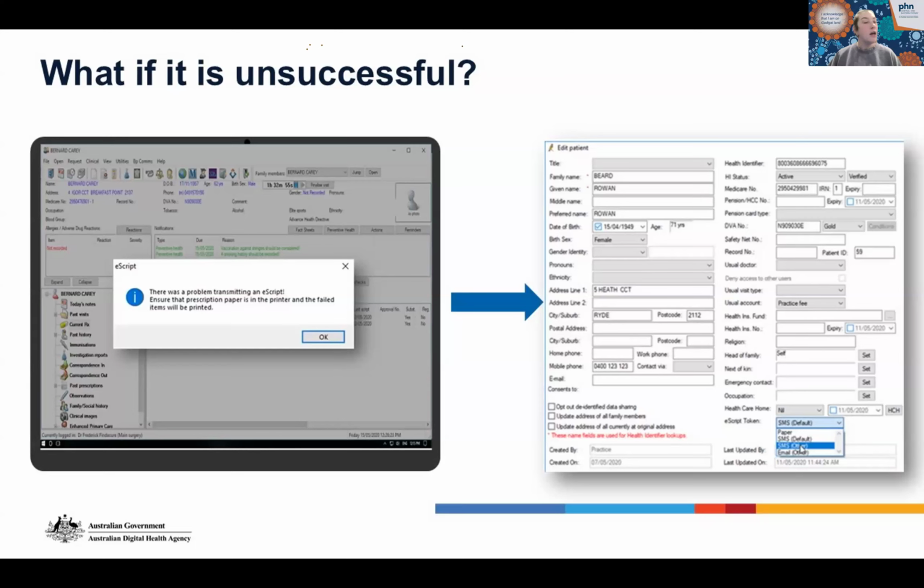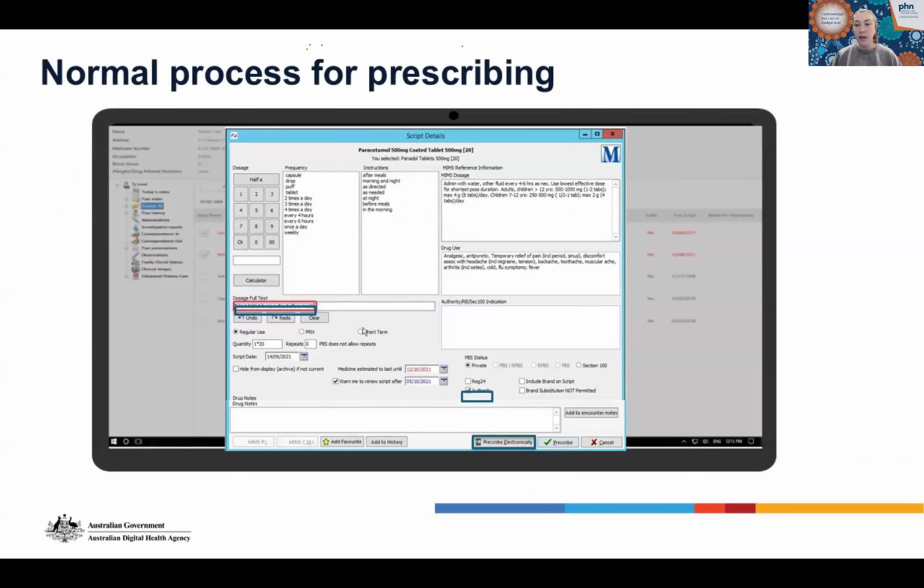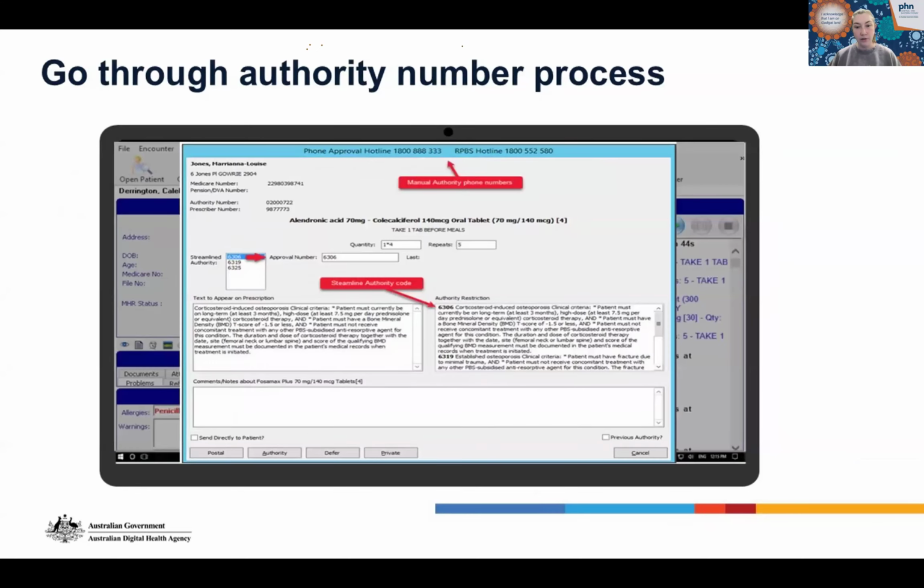Okay. So that's for standard scripts. For PBS and authority scripts, it's pretty much the same thing. You follow the normal process for prescribing. Conformant prescribing software will allow prescribing medicines as a traditional paper script as well as electronically. So you just have to choose electronically.